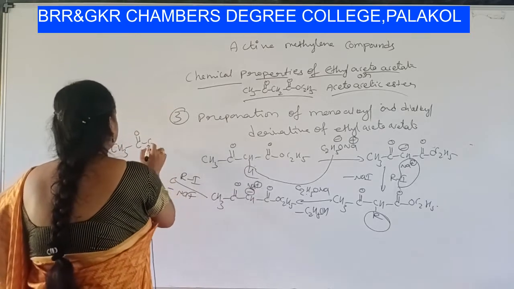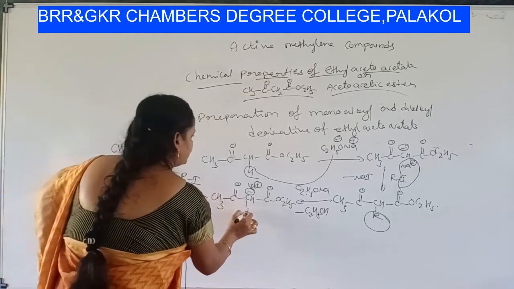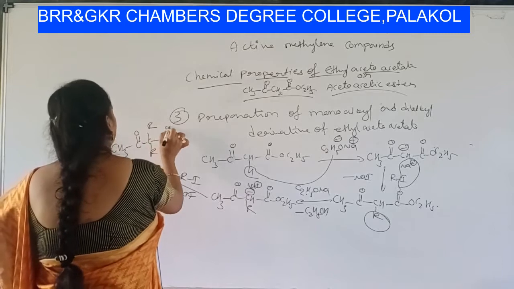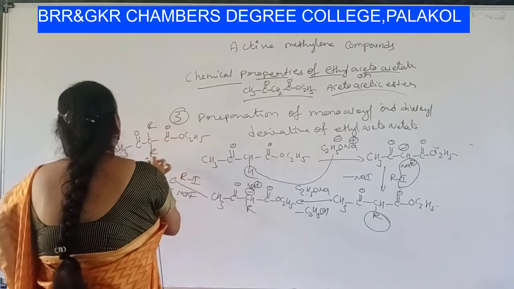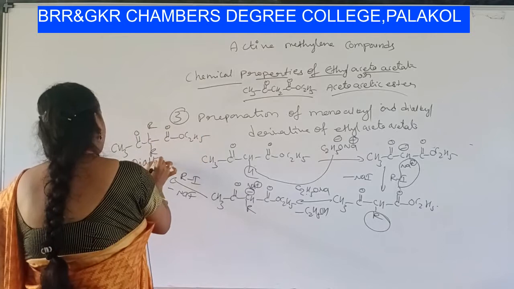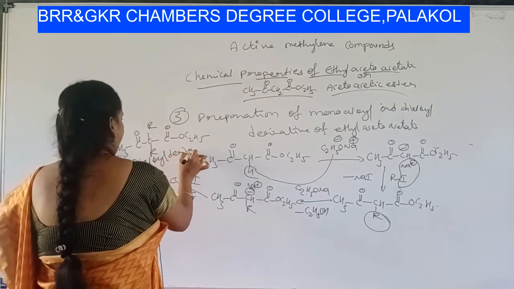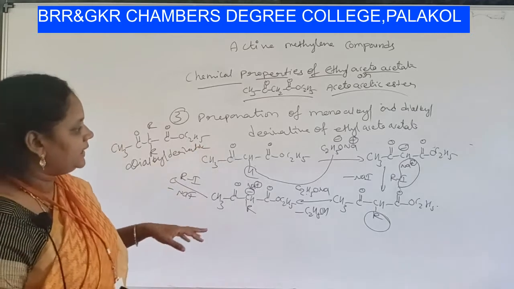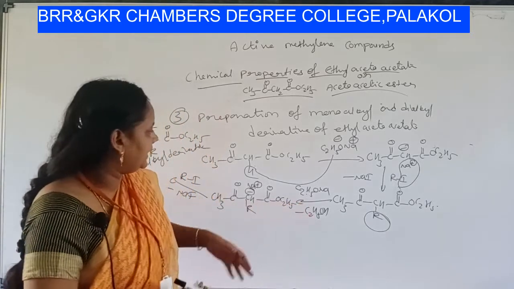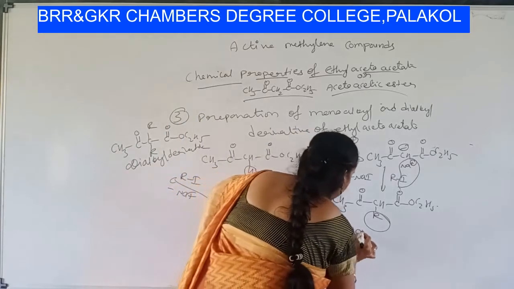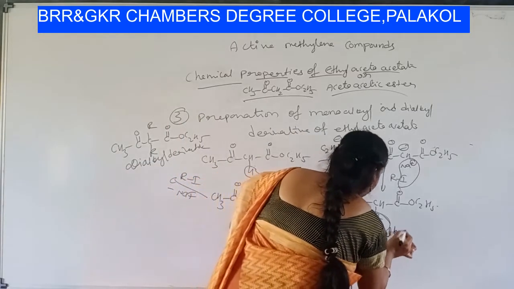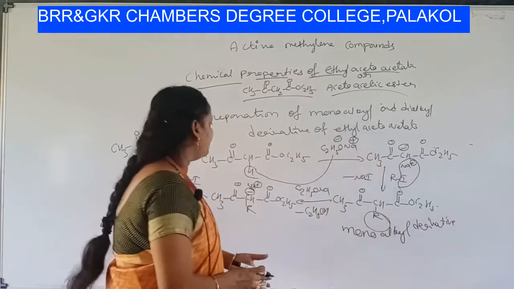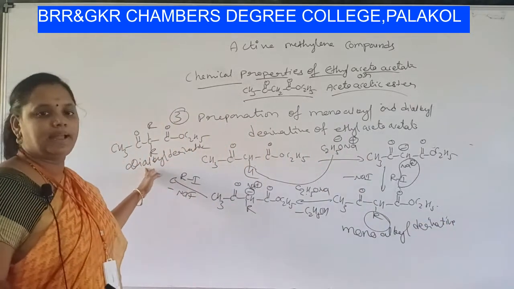H will be removed, no? Cr already is present, and a new R, C double bond O, OC2H5. So here you are getting a dialkyl derivative. Okay, here you got a monoalkyl derivative, okay, and in this case again we got a dialkyl derivative.